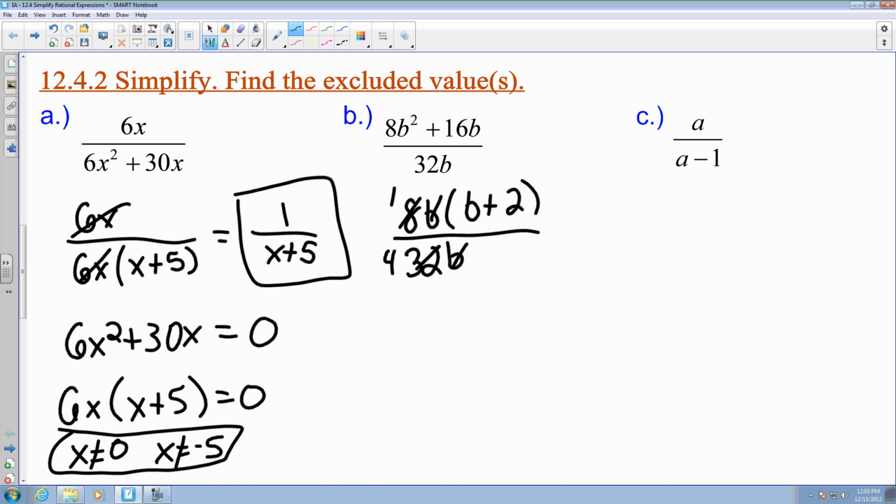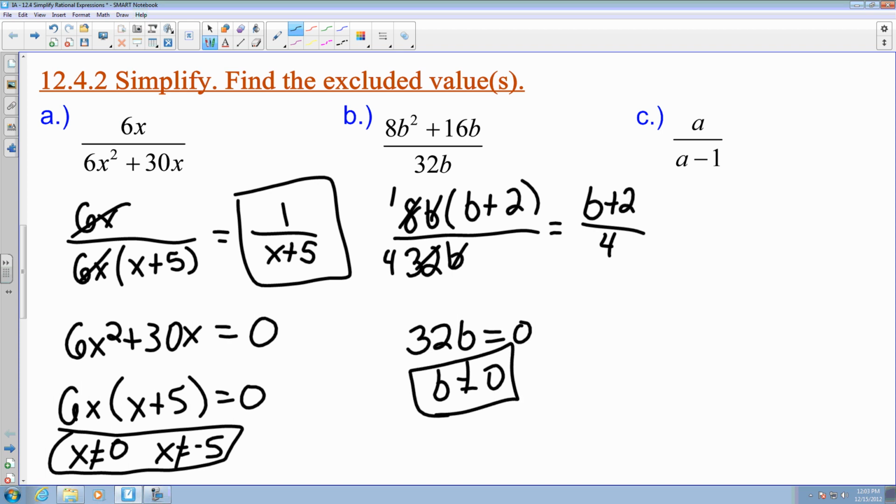So this would equal b plus 2 all over 4. And the excluded value, we go back to the original expression, 32b equals 0. The only way that works is if b equals 0. So b cannot equal 0.